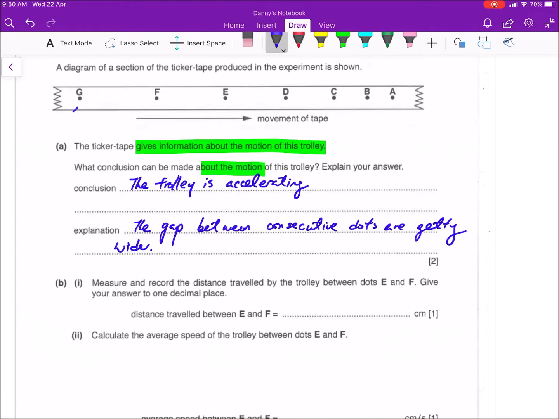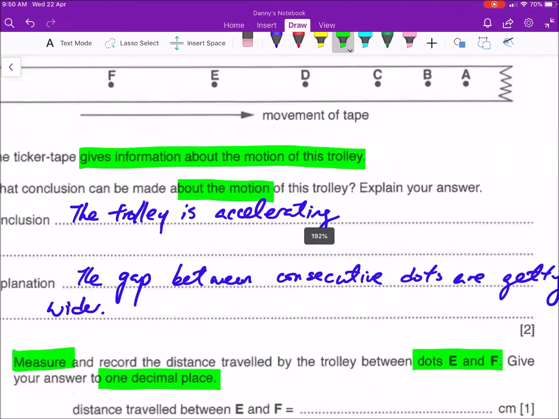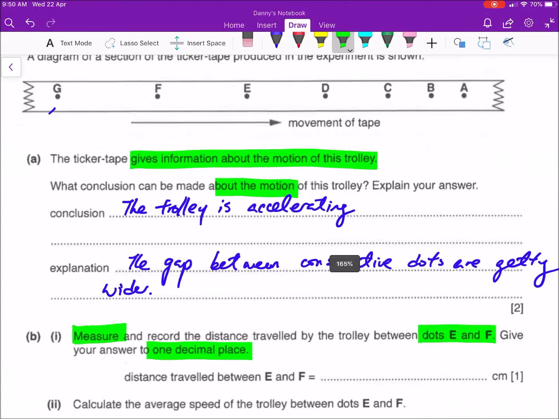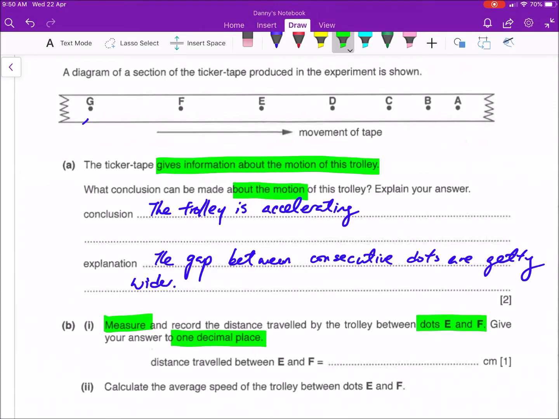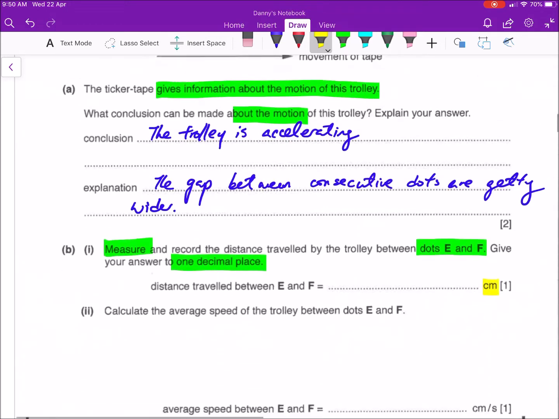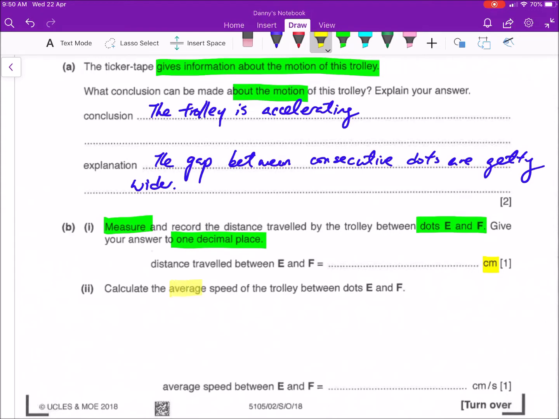Then after that, I need to measure. When you see the word measure, it means you really need to put a ruler there and record the distance traveled between dots E and F, and give your answer to 1 dp. For here, I can't do it because my page is not of a fixed scale, so I cannot measure. But you should put a ruler between E and F, measure this in cm, and leave your answer in 1 dp. Once you know that, you can calculate the average speed between E and F.